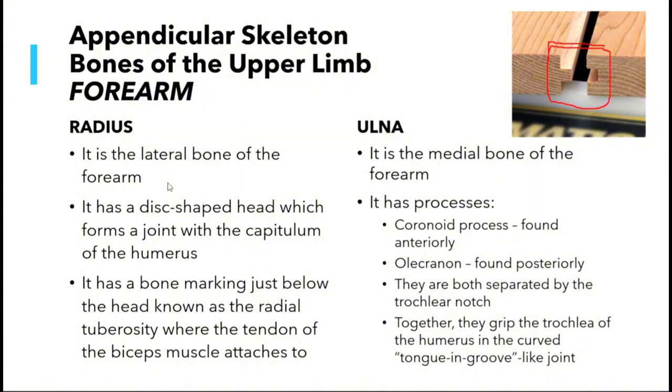Your radius has a disc-shaped head, which forms a joint with the capitulum of the humerus. When the upper arm is in the anatomical position, as we've discussed, it is on the lateral side. The radius also has a bone marking just below the head, known as the radial tuberosity, where the tendon of the biceps muscle attaches at the proximal end.